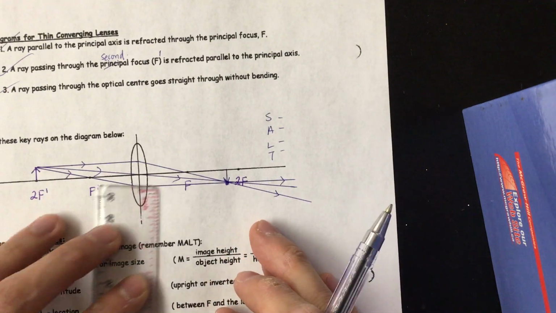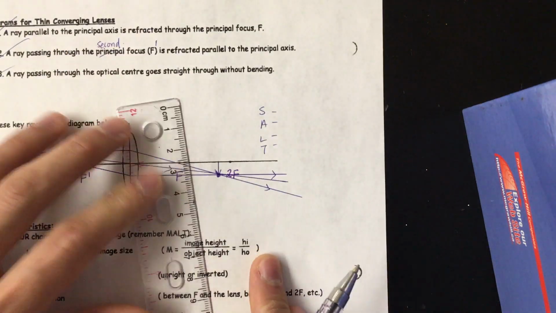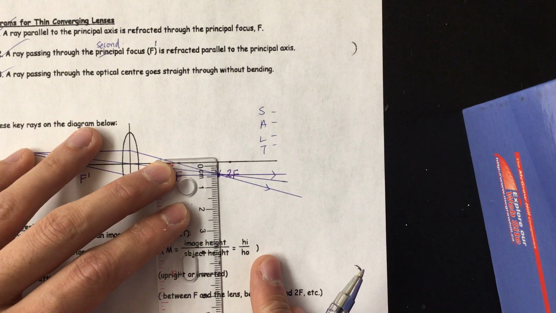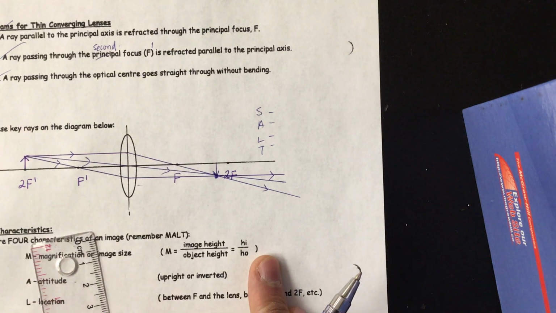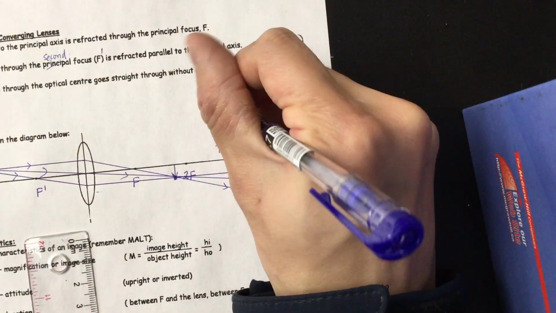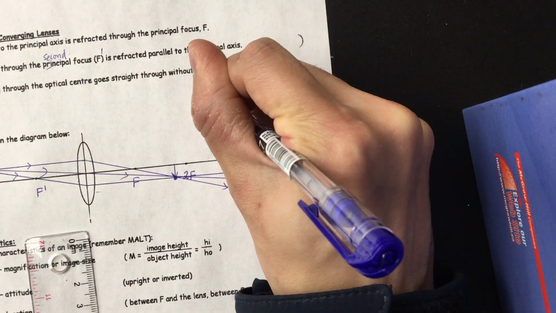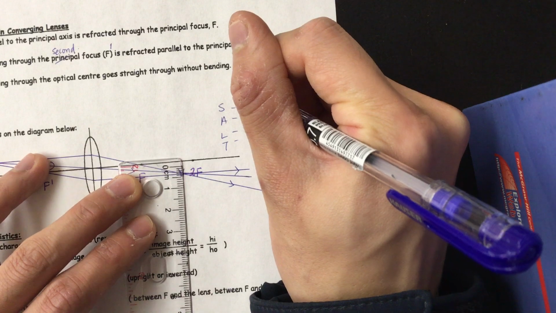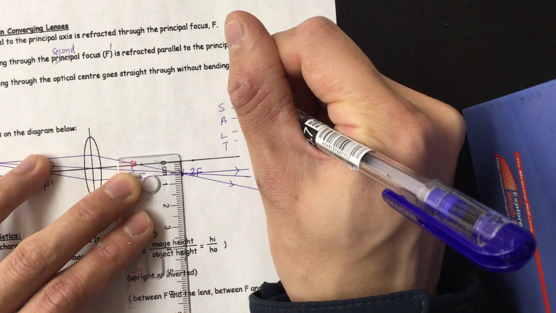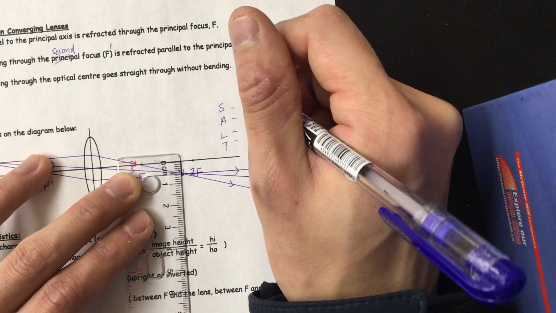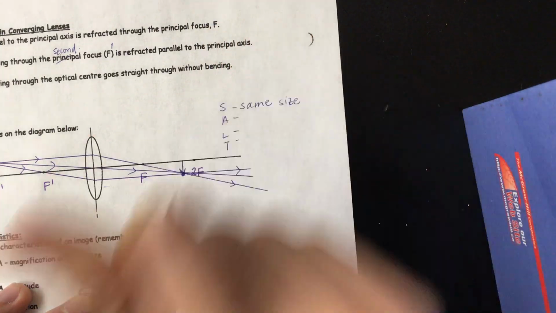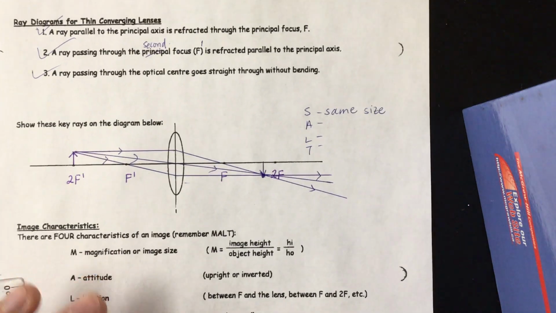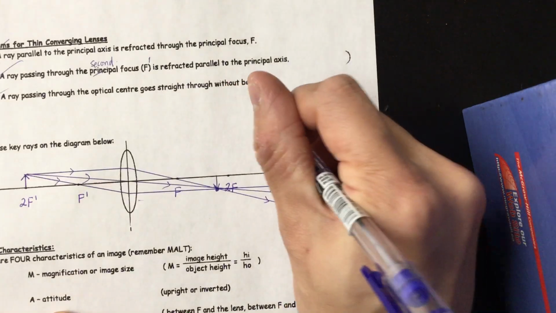For the size, we can measure the image, and it's 0.4 centimeters. It's very close to the object, so let me try to measure this again. Is this the exact same? Okay, it's actually 0.5. We're going to do another lesson where we look at the 5 cases. It looks like it's exactly the same thing, so we're going to say the same size. The attitude is inverted.